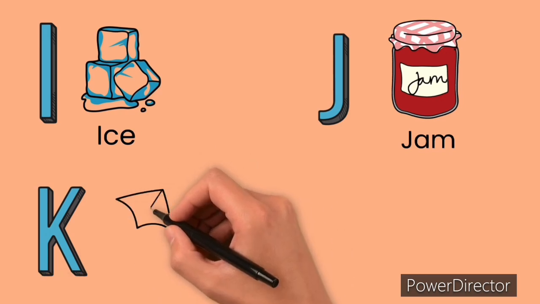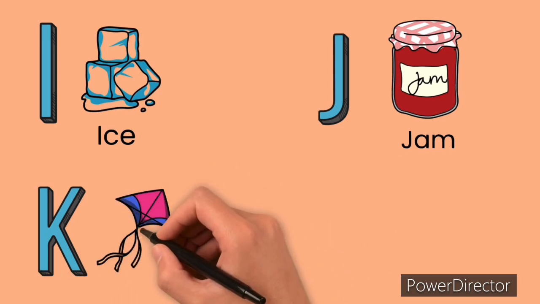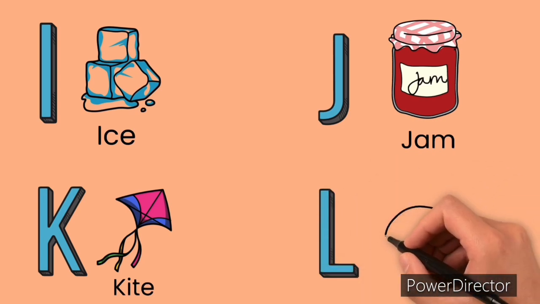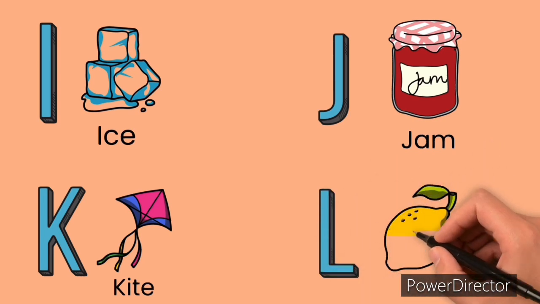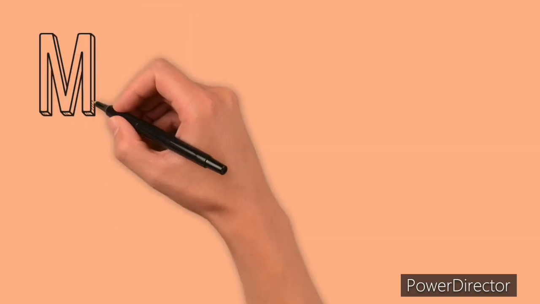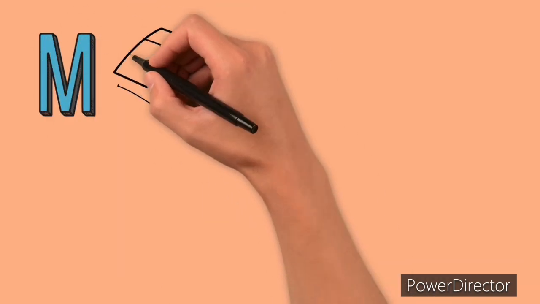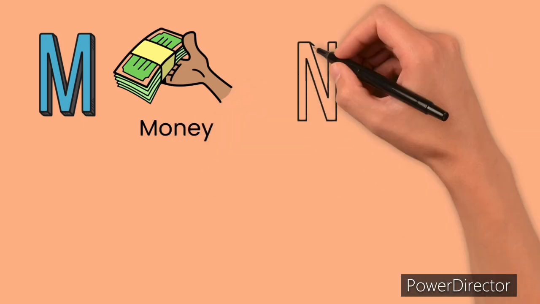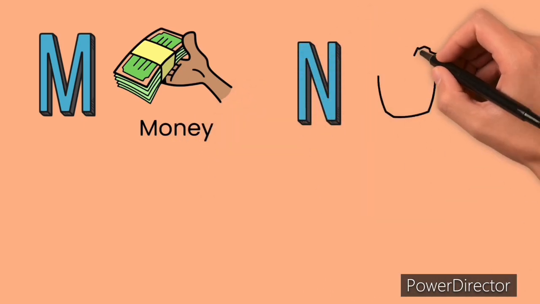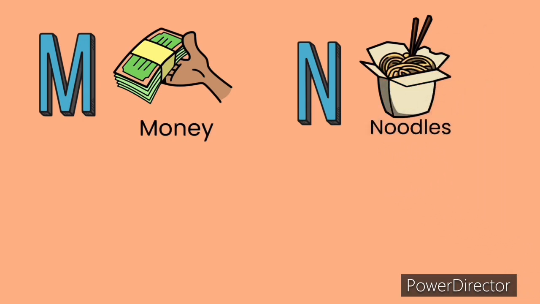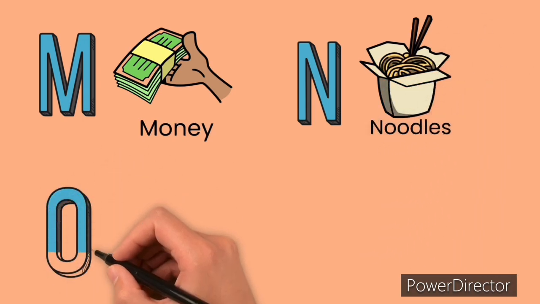K is for kite. Kite. L is for lemon. Lemon. M is for money, money. N is for noodles, noodles. O is for onion, onion.